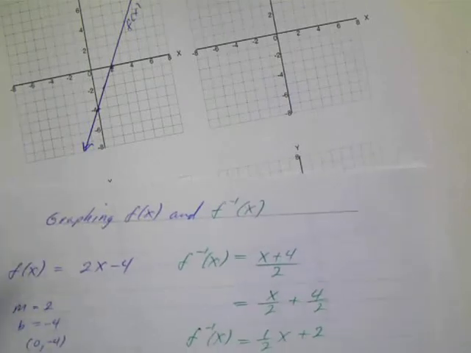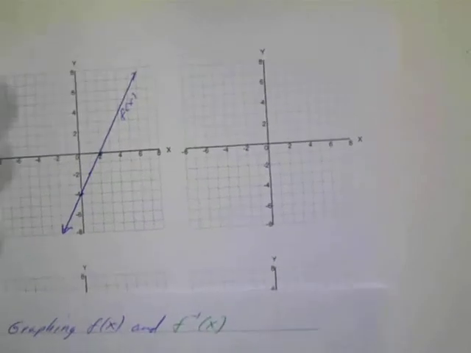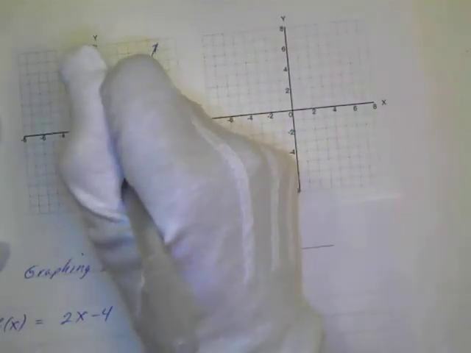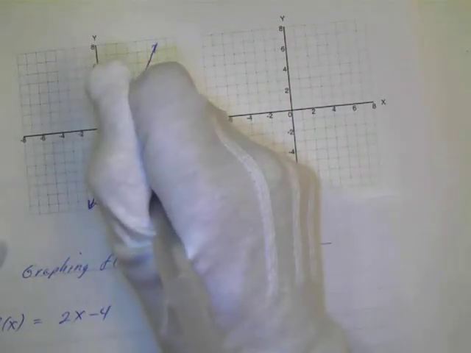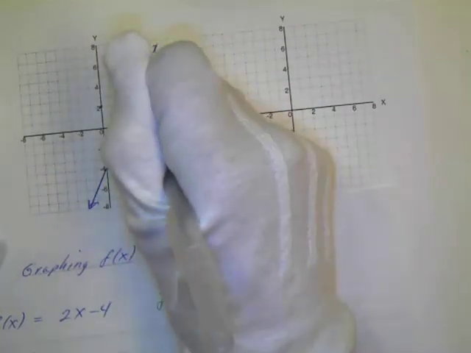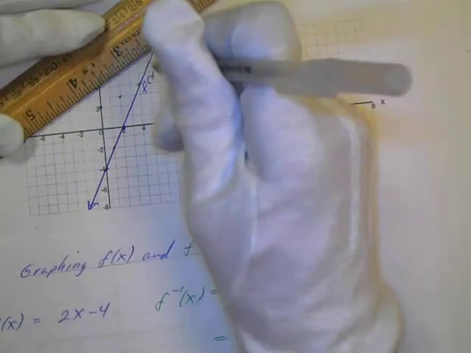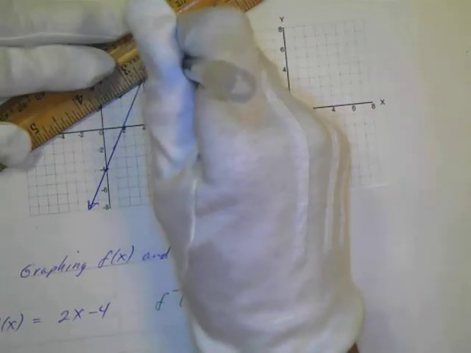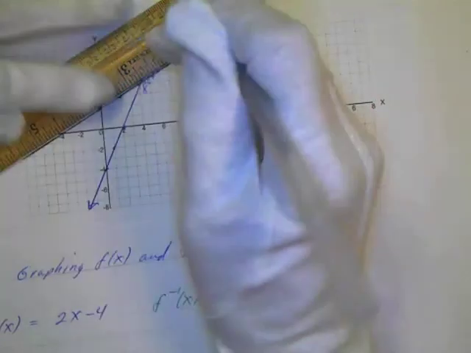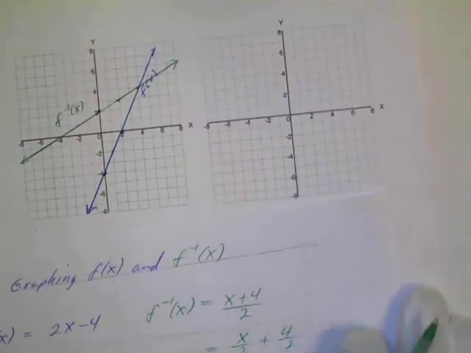Now let's do the inverse. And this is going to be 1/2 x plus 2, so my intercept is positive 2. And my slope is 1/2, so I go up 1 over 2. Up 1 over 2. Up 1 over 2 like that. And I'll connect these. And this is my f inverse of x. F inverse of x. All right? So now we graph both those functions.